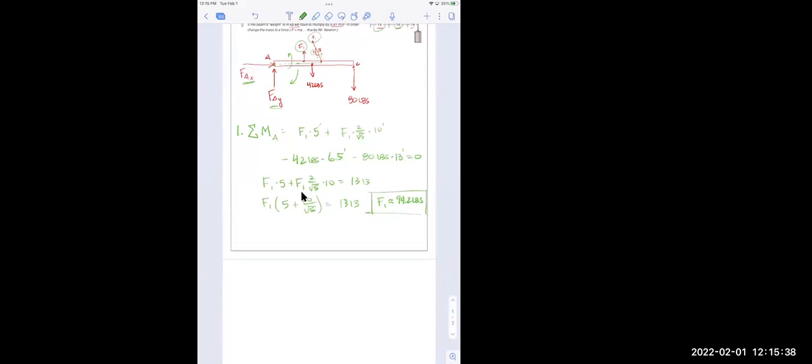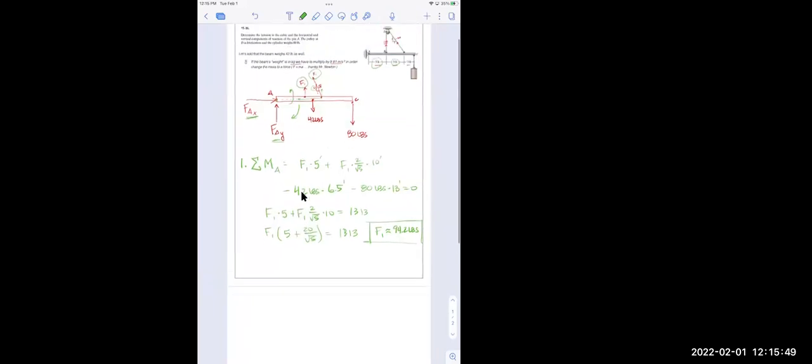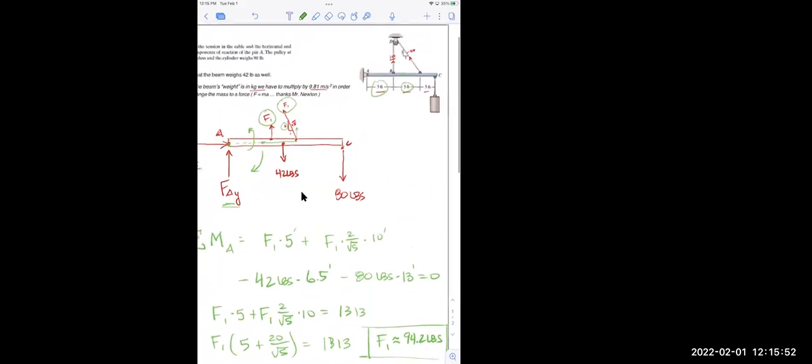So I know what the cable must do. And again, obviously the practical side of that is you better have chosen a cable that doesn't snap when you put 94 pounds of force on it, right? So this isn't just academic.